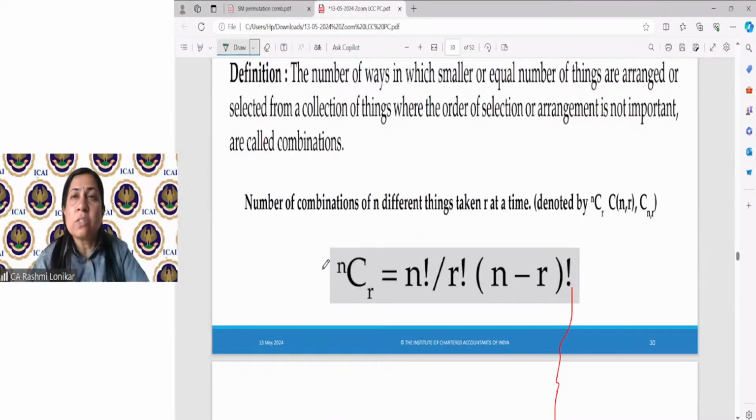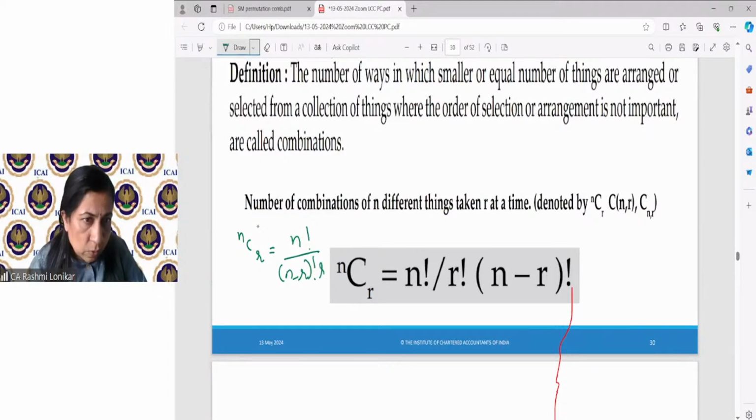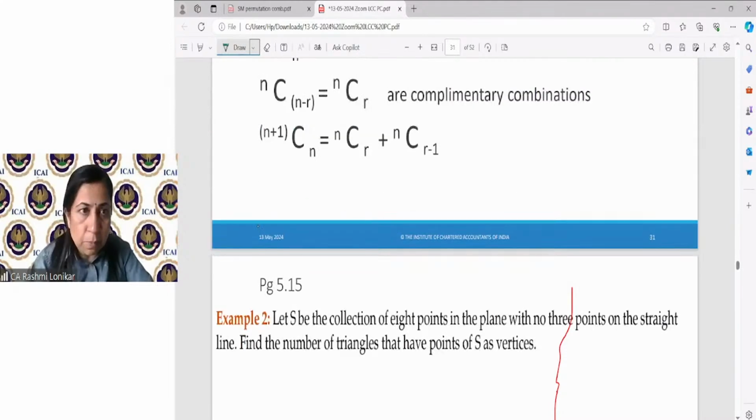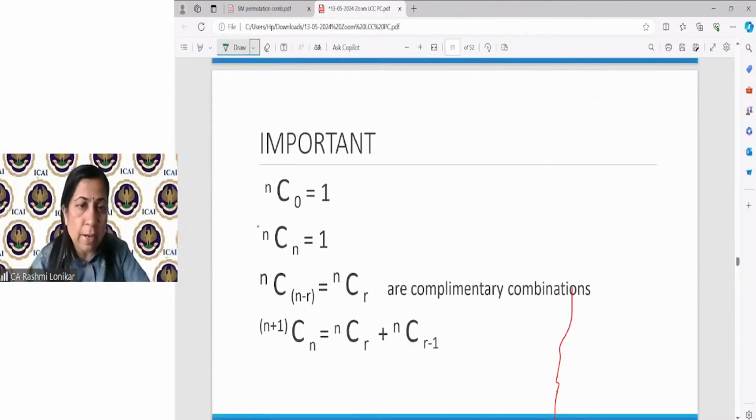Now for combination is just grouping. So this is nCr equals n factorial upon (n minus r) factorial into r factorial. And this is important from theory point of view. And even while solving, nC0 is 1, nCn is 1, nC(n minus r) is nCr. These are called complementary combinations. And (n plus 1)Cr is equal to nCr plus nC(r minus 1).